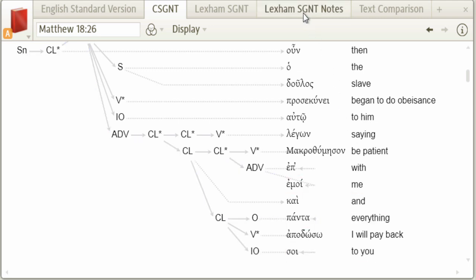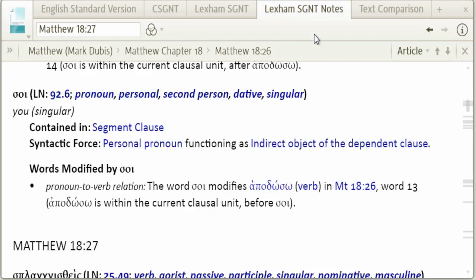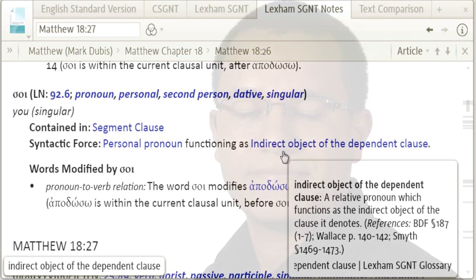It's the same in the Lexham syntactic graphs of the New Testament. Here's our word soi in the dative case, but as to its function in the clause, it's the indirect object. The dative case can express interest, either of advantage or of disadvantage. English translations may supply words like "for" to indicate advantage, or the word "against" to indicate disadvantage.